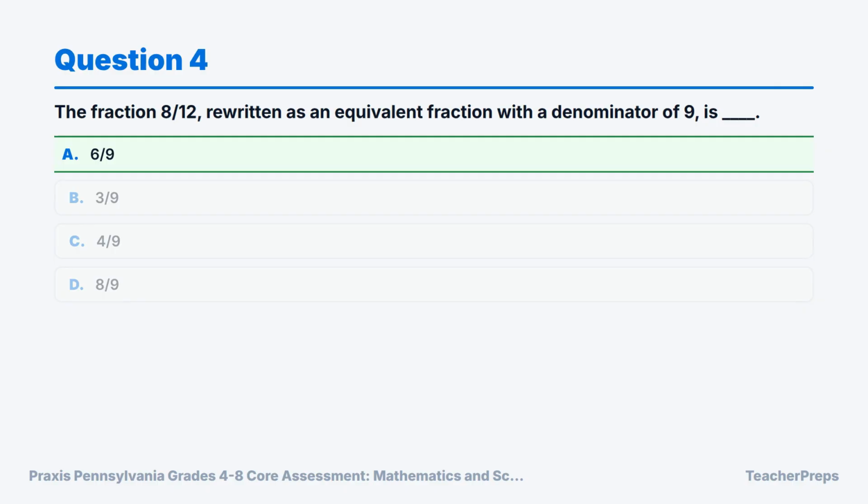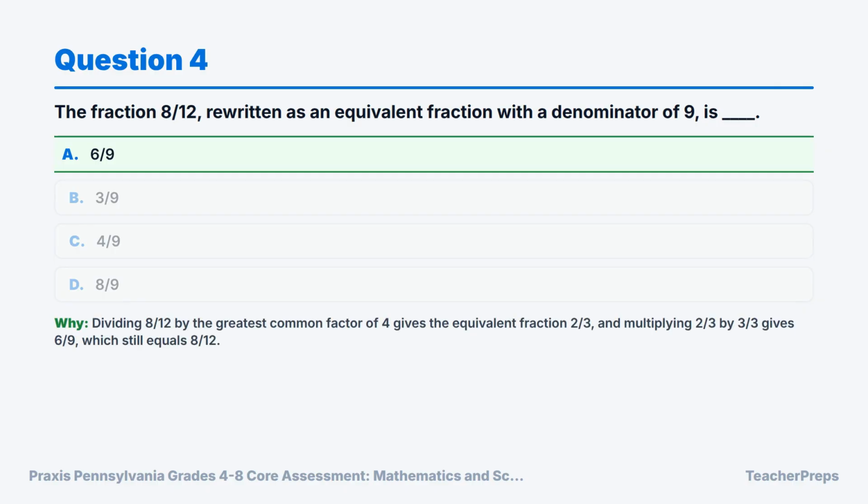The correct answer is A, 6/9. Dividing 8/12 by the greatest common factor of 4 gives the equivalent fraction 2/3, and multiplying 2/3 by 3/3 gives 6/9, which still equals 8/12.